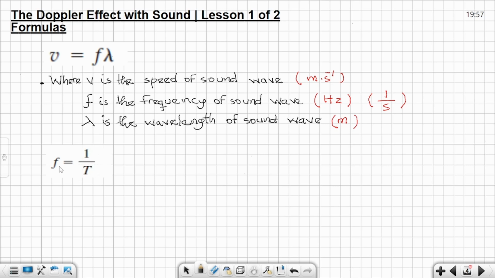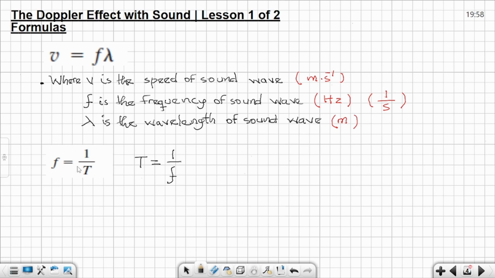The next formula is this one. F is equal to 1 over T. F is still the frequency of sound waves, and we are going to see what T is. You can also change this formula into this one: T equal to 1 over F. So from F equal to 1 over T, you can also write T is equal to 1 over F.